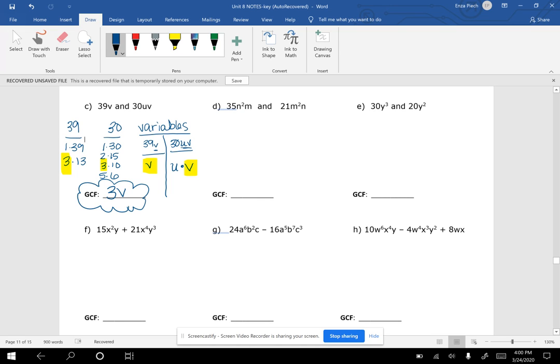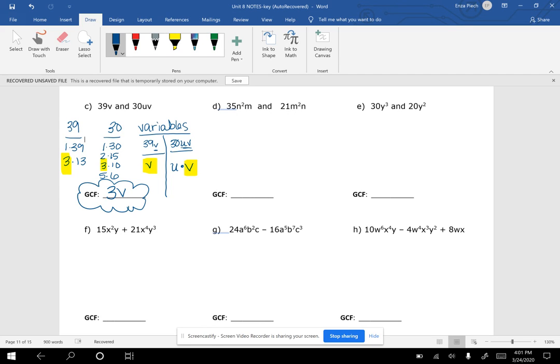Okay, we're on page 11 of your pink Unit 8 note packet. We just finished this first letter C, greatest common factor, for when we have monomials that contain variables. So if we take a look, and we're going to look right here, for letter D, we're going to split this up very similar to what we did in letter C, and then I'm going to show you another method to use for the problems below.